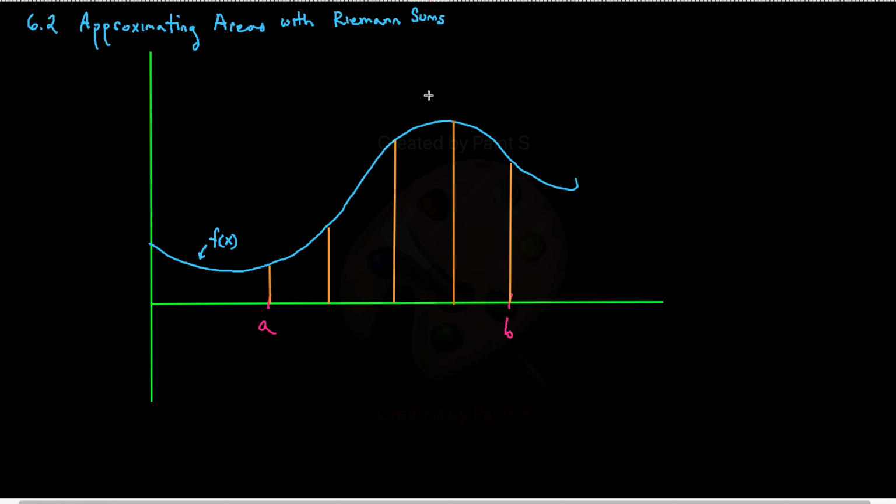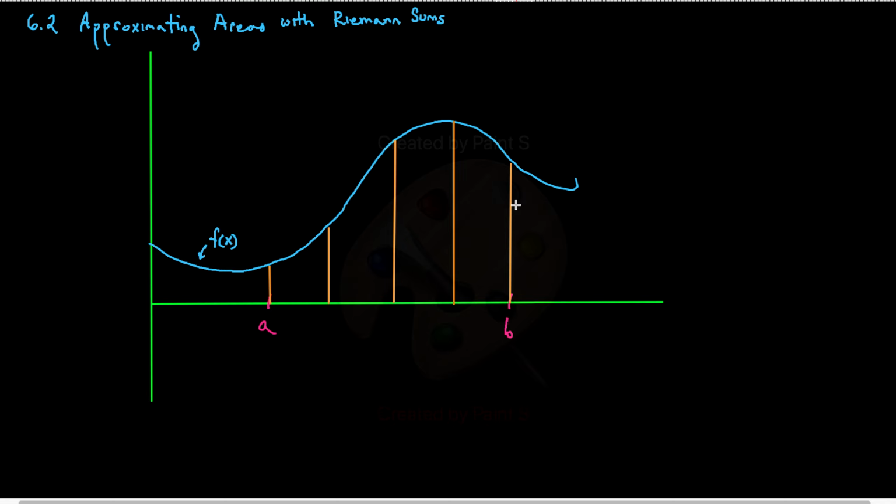Approximate areas with Riemann sums. So Riemann sums, we just need to know some geometry, and it follows more or less intuitively. So we want to approximate, let's say, the area under this curve from A to B. And this is just any function f of x.